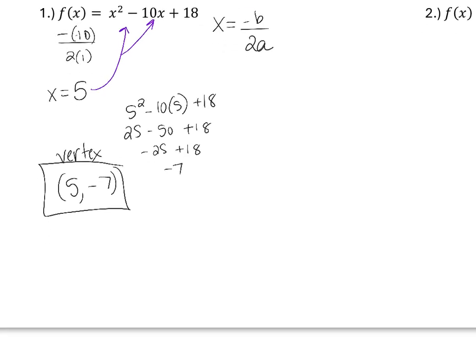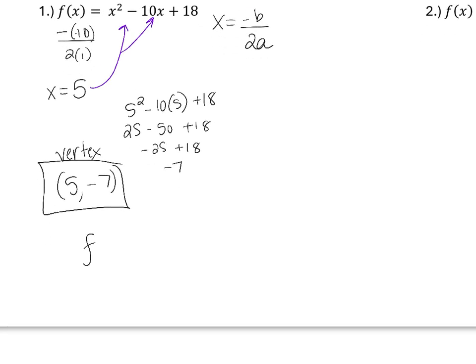If I asked you to write this in vertex form, we would say f of x equals what? X minus 5, minus 7. Yes, minus 5, because we take the opposite of the actual point, squared, minus 7.